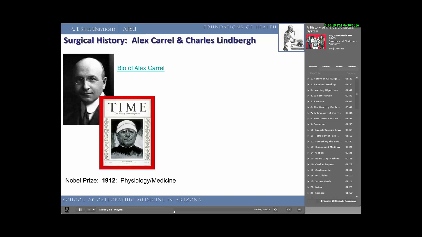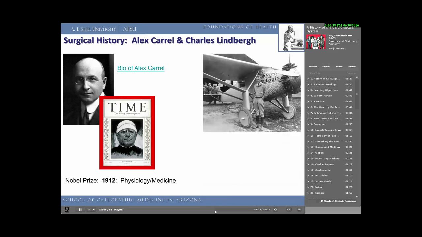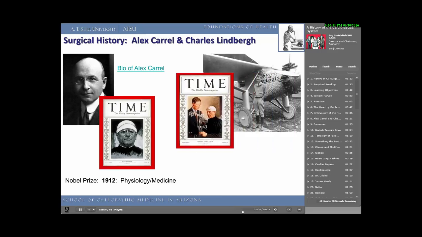It wasn't until Alex Carrel came along and was able to actually and successfully sew some blood vessels back together. Later on, in 1912, he earned the Nobel Prize for his work, but he was also interested in transplantation. And in 1935, along with Charles Lindbergh, the same Lindbergh that was the first man to fly solo across the Atlantic Ocean in the Spirit of St. Louis, he devised a mechanism whereby he was able to keep organs alive outside of the body in what was called a sterile respiratory system. So a little bit of surgical history, which involves a very famous pilot and an equally famous vascular surgeon.